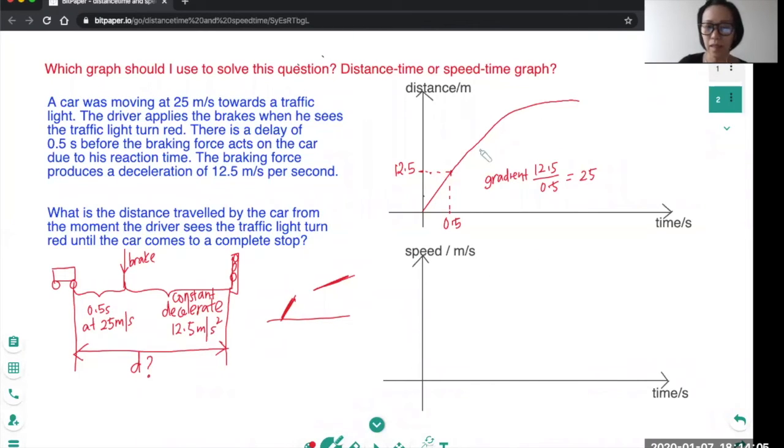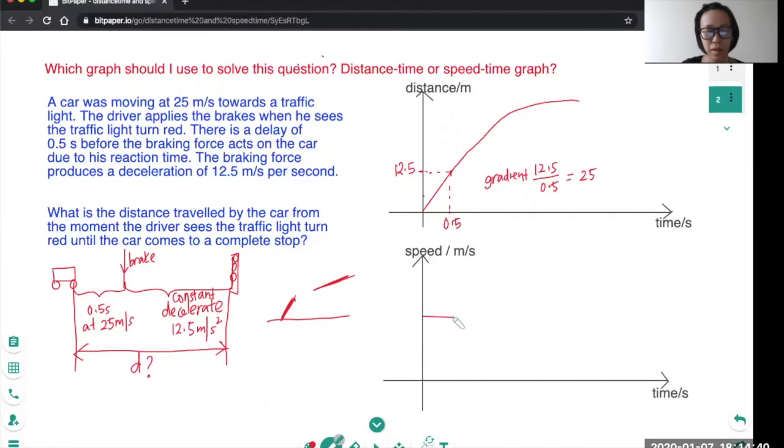However, I wouldn't be able to fit in my deceleration value of 12.5 meters per second squared subsequently, right? So maybe distance time graph isn't such a good idea. Okay, let's try using the speed time graph to see if we can solve this a little bit better. So the first 0.5 second is traveling at constant speed. So constant speed means that it's going to be a horizontal line. Okay, for the first 0.5 seconds, let's do it here. I'll try to match the top graph.